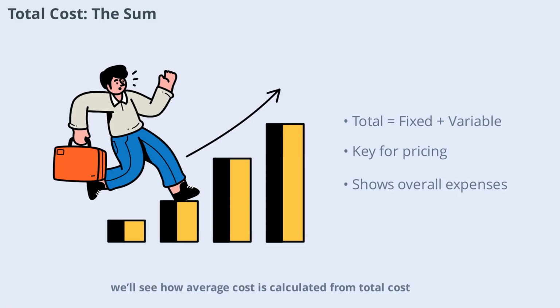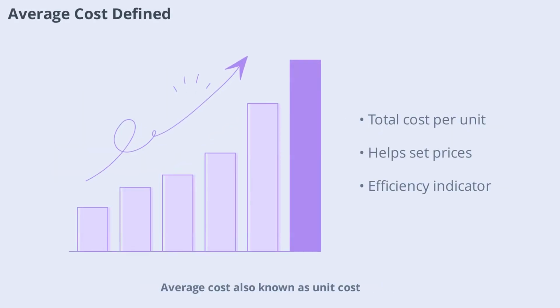Next, we'll see how average cost is calculated from total cost. Average cost, also known as unit cost, is the total cost divided by the number of units produced. It tells you how much on average it costs to make each item. For example, if your total cost is $1,500 for 100 units, your average cost is $15 per unit. This helps businesses set prices and measure efficiency. As production increases, average cost often decreases due to spreading fixed costs over more units.